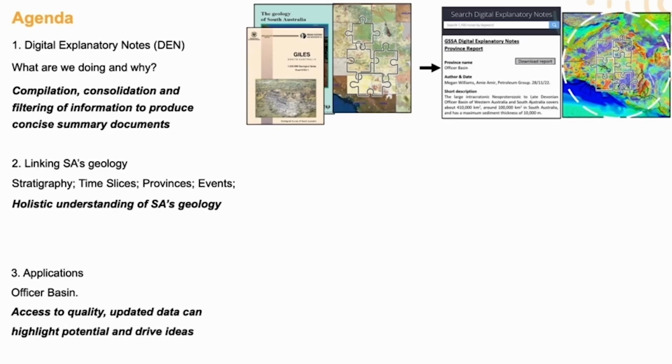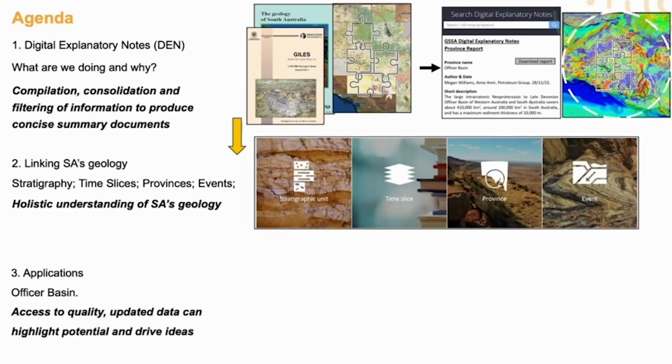So I'll go through a refresher on what it is we're doing in the DEN team, which is basically compiling geological text into short reports to make it more usable. I'll then go through the way we've structured those 4 reports. And what we're aiming to do is connect those 4 types and give you a more holistic understanding of the state.